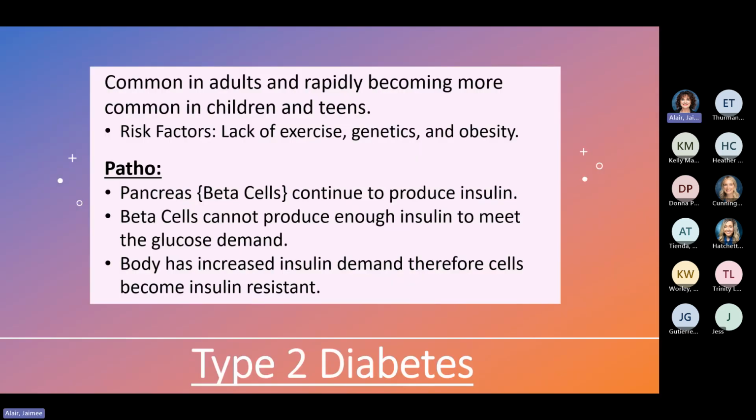Regarding type 2 diabetes, it's common in both adults and rapidly becoming more common in children. There are many risk factors, but lack of exercise, genetics, and obesity are the top few. In type 2 diabetes, the pancreas does produce insulin, but not enough to meet the glucose demands of the body. As the body has increased sugar, it can't secrete the amount of insulin that's needed, so the cells become resistant. That's when terms like insulin resistance come into play.